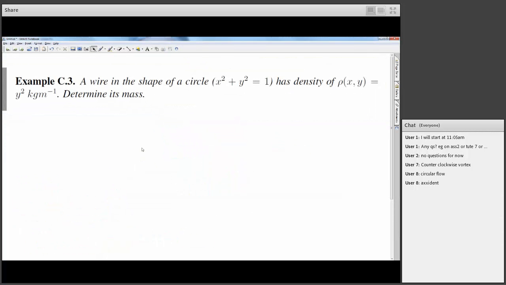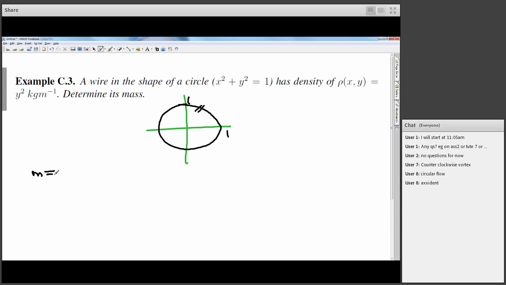So here's an example. I've got a wire in the shape of a circle. So this is my curve essentially. The density is given by y squared kilograms per meter. So if you've got a little section of it, the density of this is y squared kilograms per meter. What I want to do is work out the mass.